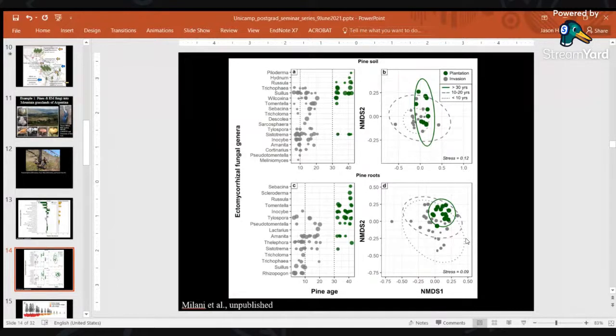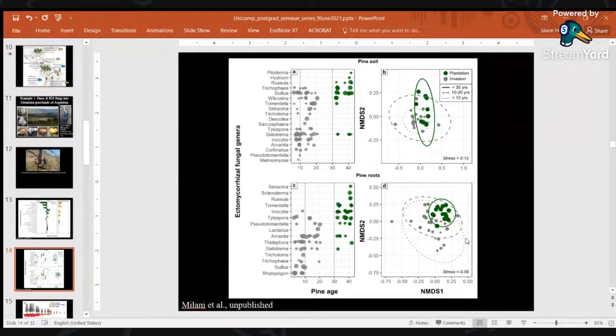A second key result, and maybe the most interesting aspect of this work, is that instead of finding a change in diversity and composition and a decrease in diversity over space, going from plantations out into the grasslands where the invasion is taking place, a stronger predictor of species composition in this system is the age of the pines. And it turns out that this system is informing us of something interesting, a general point, which is that in some of these introductions, the age and distance and space from the plantations, the age of the introduction and the distance from the plantation are correlated with each other. But in this system here, they are decoupled. And that's another interesting aspect of this system.